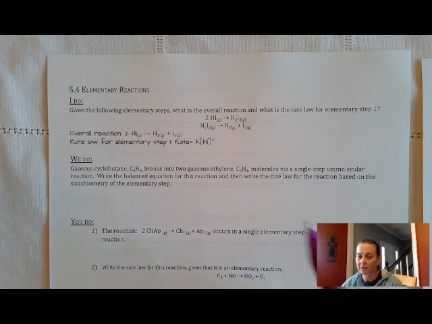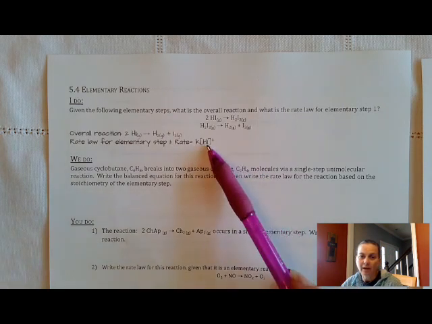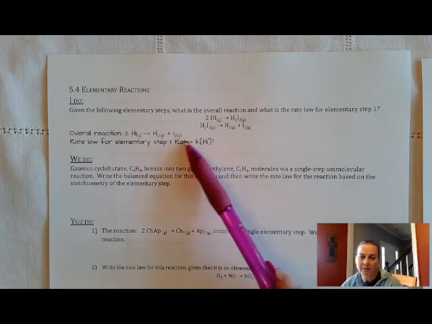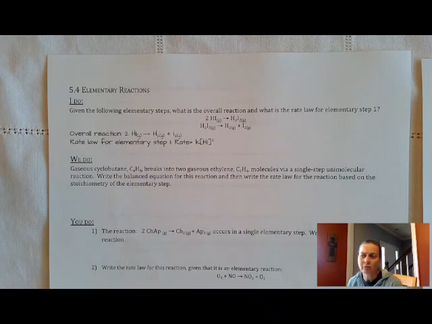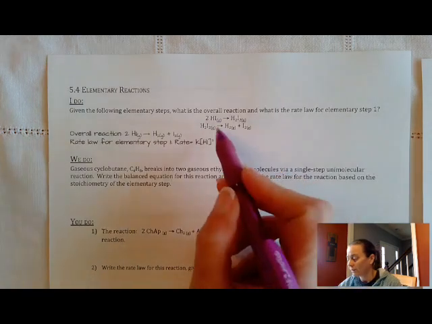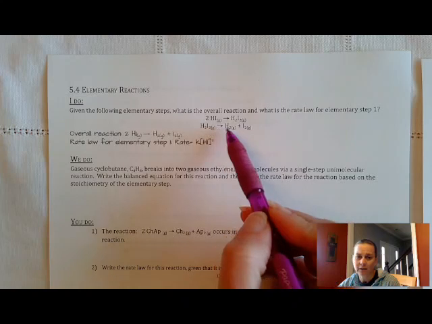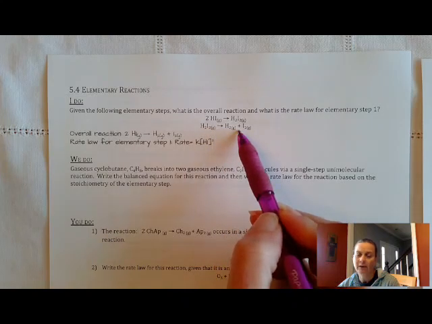So, as usual, I've done the first problem for you. And we have to recognize that we're talking about an elementary reaction. When we talk about elementary reactions, unlike an overall reaction, we can assume that the rate law can be inferred from the stoichiometry of the problem. So, first question is, what is the overall reaction? In order to figure out an overall reaction, we're going to look at each of the reactions and see if there are any intermediates.